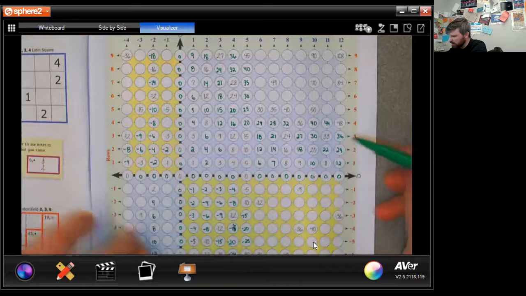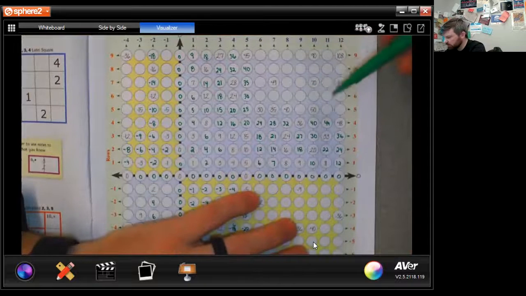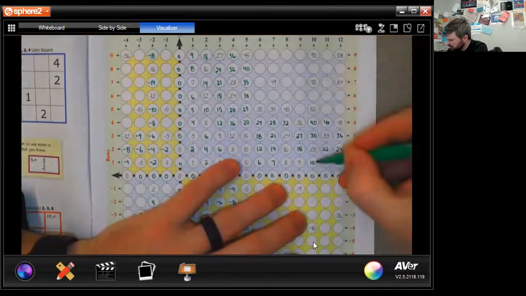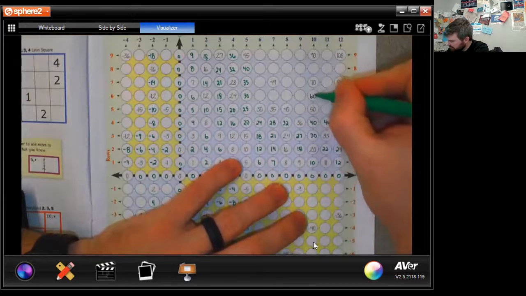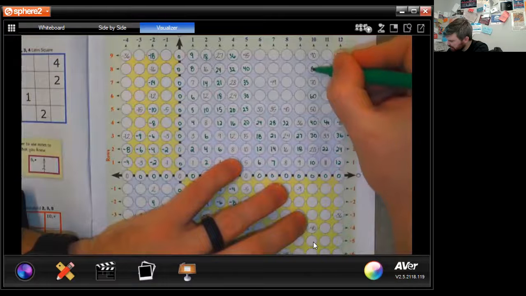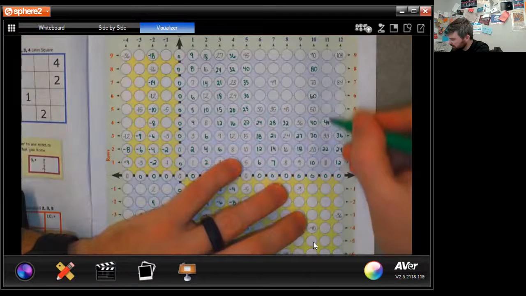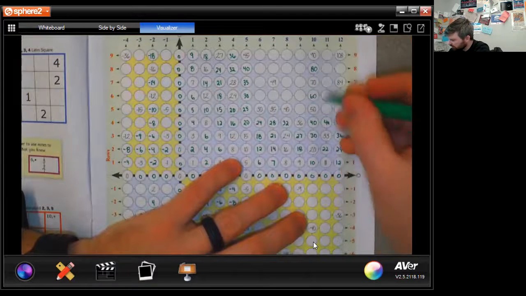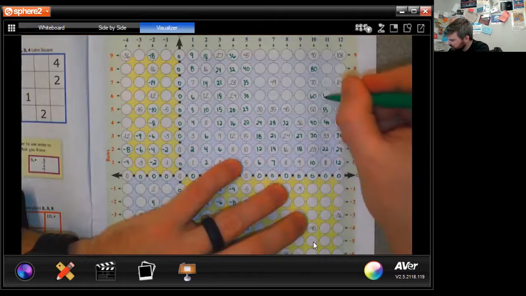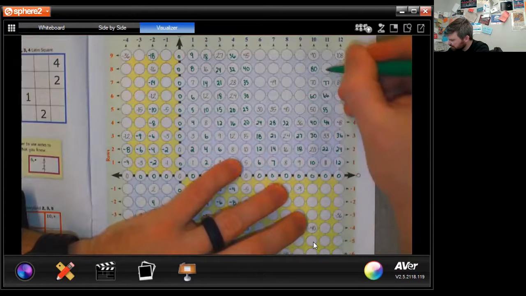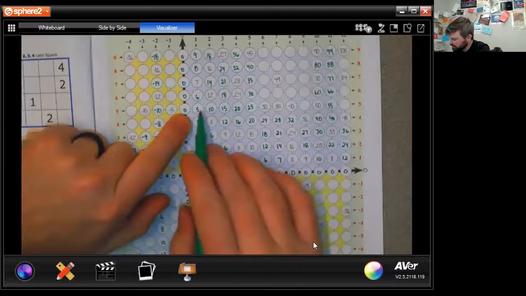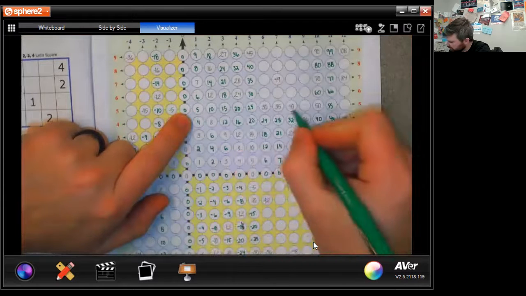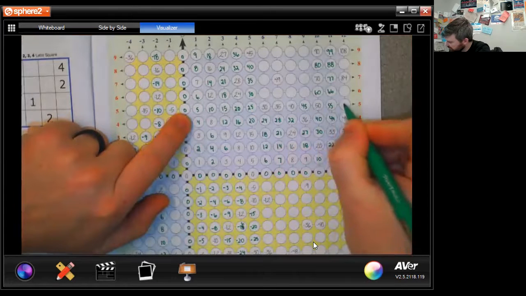We can kind of switch, and maybe you know some already. So if we do this tens column right here, 10, 20, 30, 40, 50, 60, 70, 80, 90, and then maybe 11s. 11, 22, 33, 44, 55, 66, 77, 88, 99. Those are some easy ones there. Okay. All right, let's go back to rows. We got 5s. So 40, 45, 50, 55, 60.